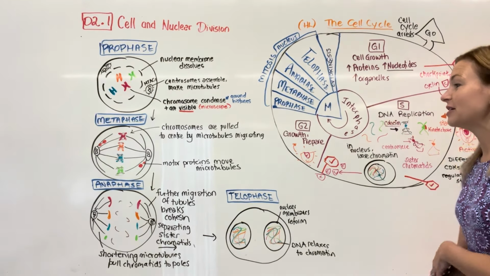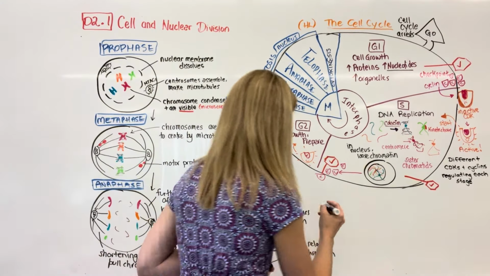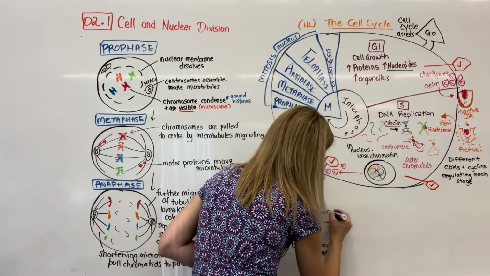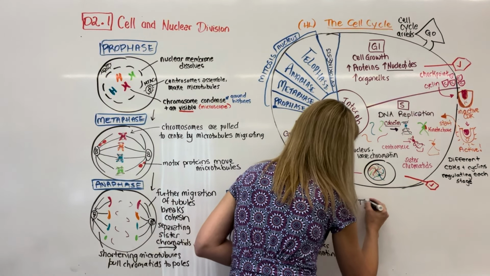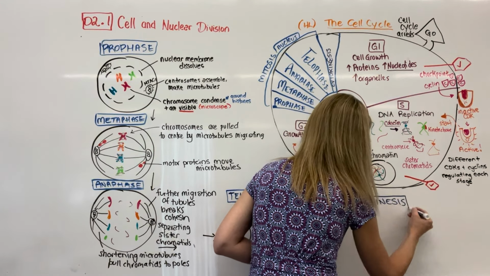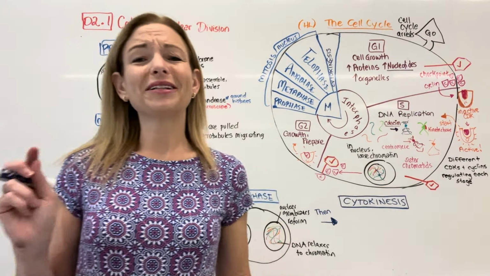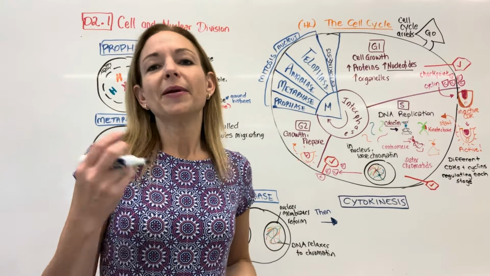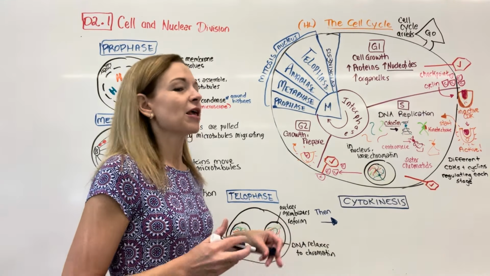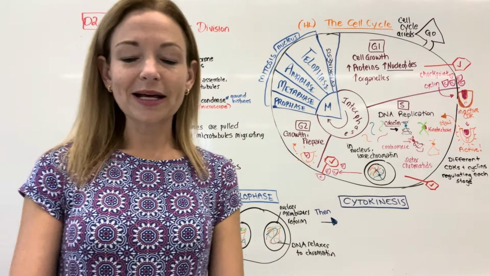The last thing that we need to do is divide the actual cytoplasm. So from telophase, it then enters cytokinesis. Cytokinesis is not actually a phase of mitosis. It is a phase of cell division, but not a stage of mitosis. Mitosis is only the nuclear division. It's a really small nitpicky point, but you do want to know it, because if you start talking about cytokinesis in a prompt on mitosis, you won't get any points for that. So now we enter into cytokinesis, and we are going to divide the cytoplasm.